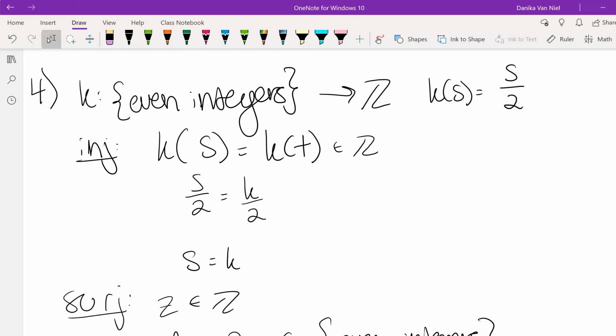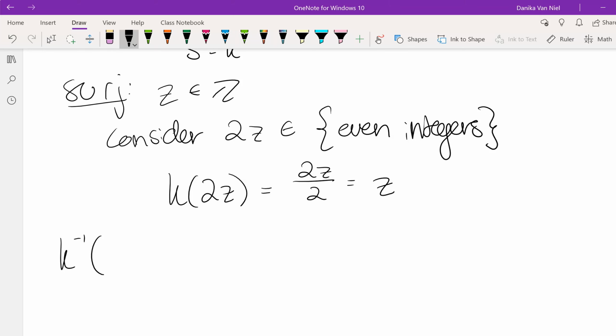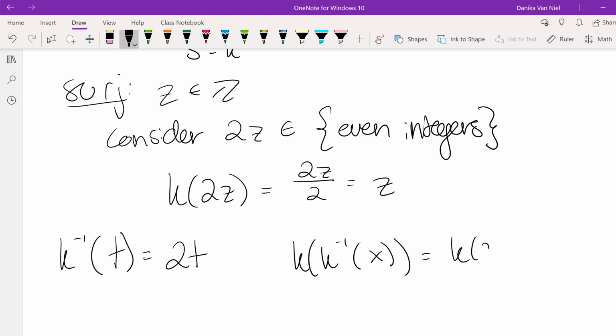Well, you probably already guessed it. We're just going to multiply by 2. If you didn't guess it, that's okay. C'est la vie. All right, so we've got to show this thing here. So we have k of 2x, and that's just going to be x, k inverse of k of x.